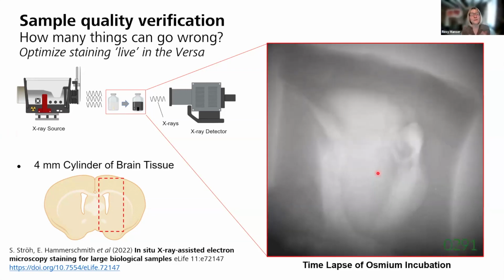And what this allowed them to do was to be able to benchmark exactly when the right moment was, when the osmium was absolutely at the center of that specimen. And it was, say, 56 hours. So again, another way of being able to use X-ray technology to optimize image quality of your final result with the EM.